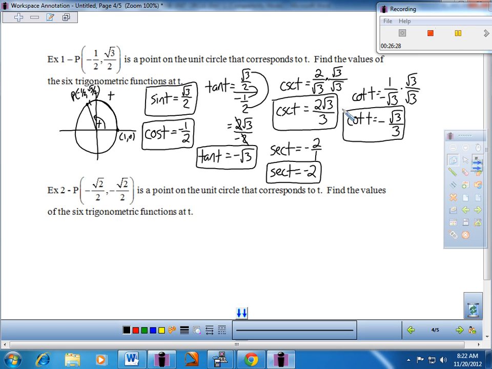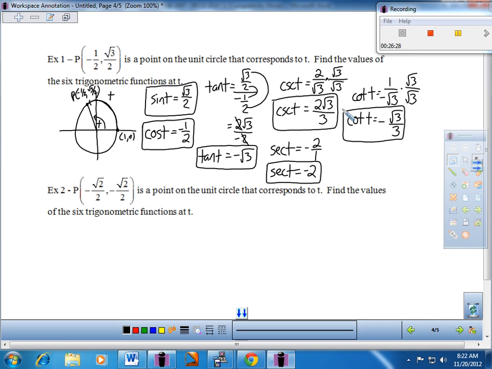And there are your 6. Goodness. So that's what we're looking at, being able to kind of pull that off. If I give you a point corresponding to a particular t value, you can give me all 6 trig values at that t. Okay, good. Again, what I'd ask you to do is maybe pause the video and try it for example 2. I'm going to go a little faster on example 2.